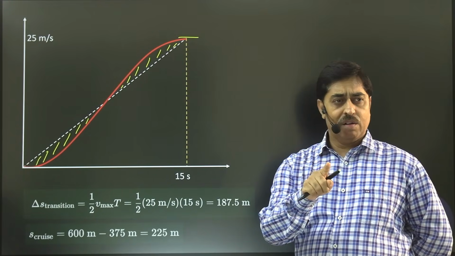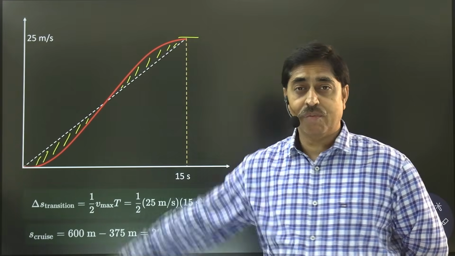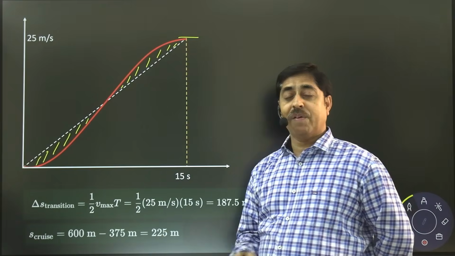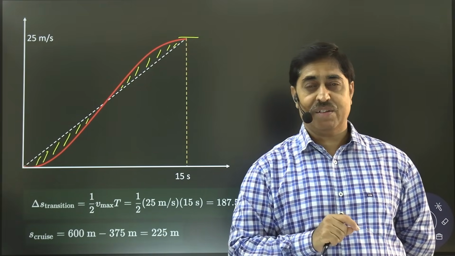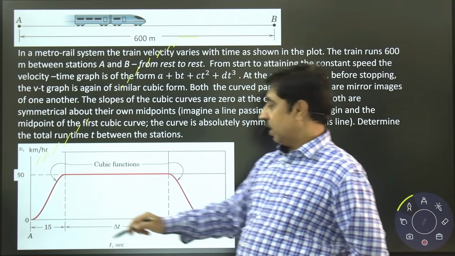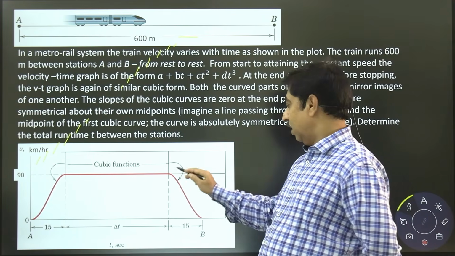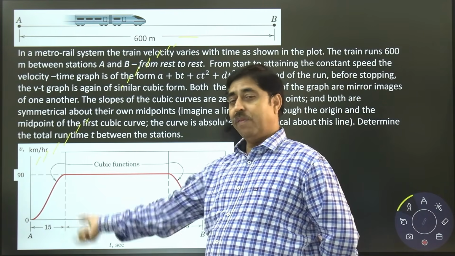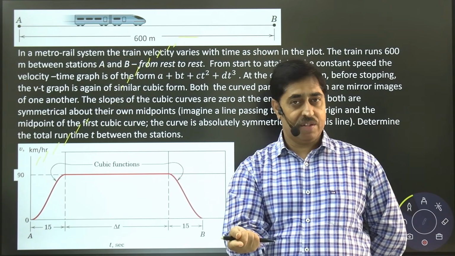I hope you get that. 225 meter at constant speed of 25 meter per second. So traveling 225 meter at a constant speed of 25 meter per second needs 9 seconds. So train was actually accelerated for 15 seconds, then it moved at constant speed for 9 seconds, and then it retarded for 15 seconds. So the total travel time is 15 plus 15 plus 9, that is 39 seconds.